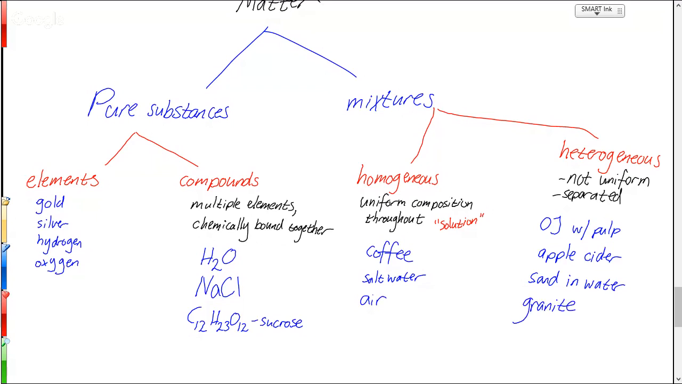Anybody know what granite looks like? It's a kind of rock, and you can see black parts and different color parts in it. So that would be a heterogeneous mixture of minerals.